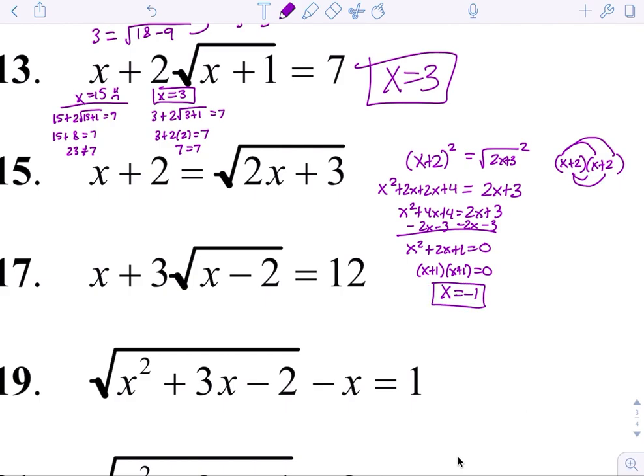Now, of course, let's check our work. So plug in negative 1 in for our variable. So this is going to be 1 equals square root of negative 2 plus 3, you guys, is 1. 1 is equal to 1. Checks. x equals negative 1 is an answer.